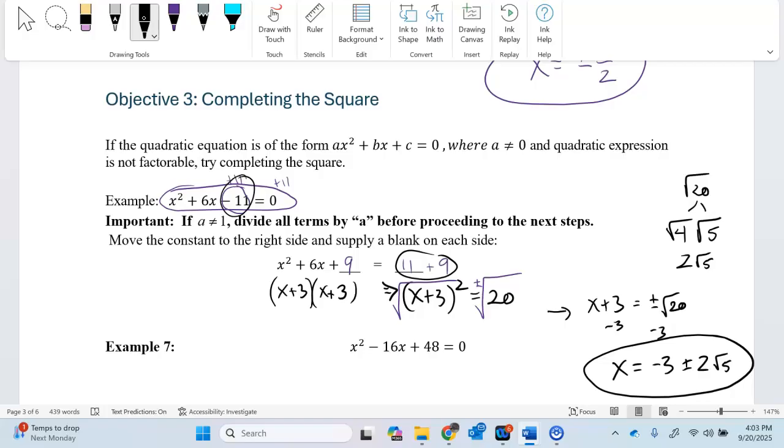And then what number completes the square? Take half of this and square it. That'll work every time because what we're doing is creating a perfect square trinomial. Let's do another one.